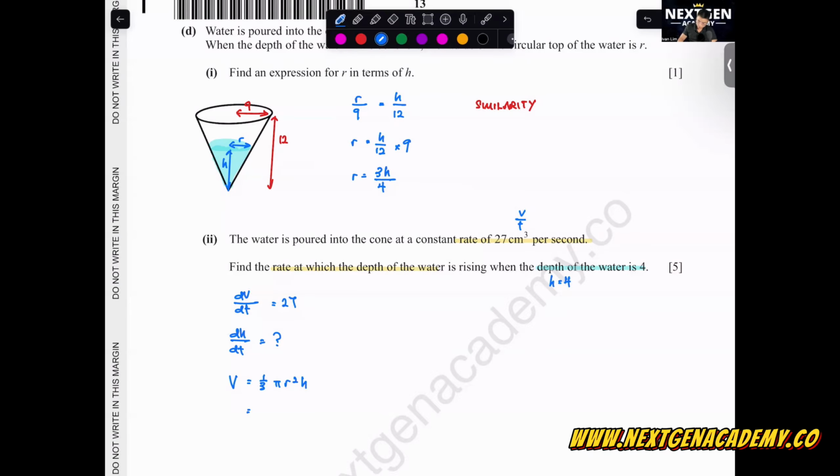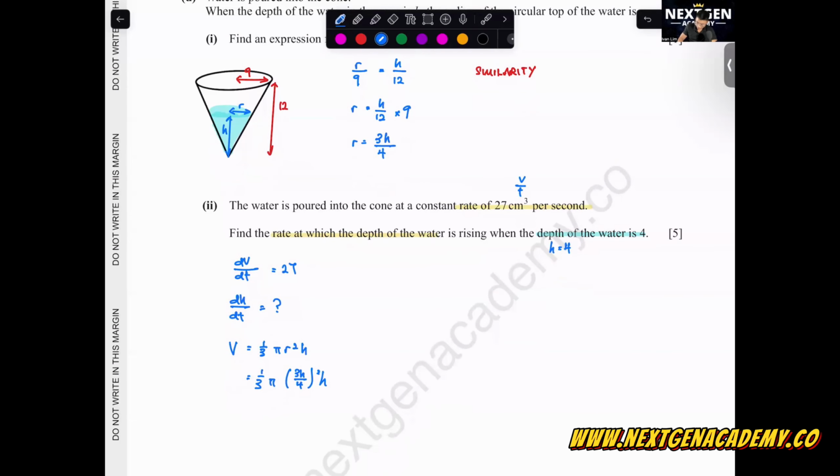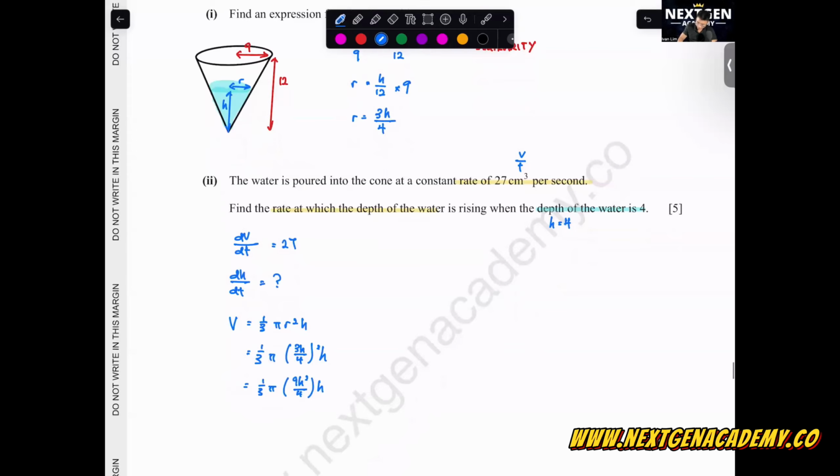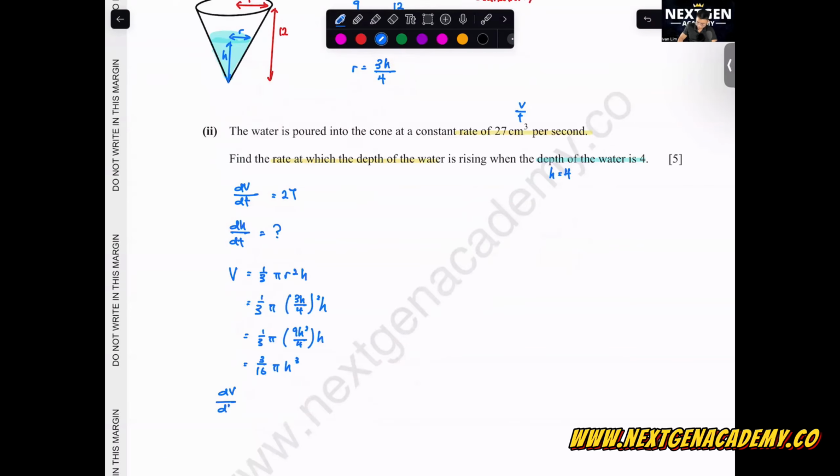So we're going to substitute r as 3h over 4, squared, times h. We simplify this one: 1 over 3 pi, 9h squared over 16, times h. Can we say it is 3 over 16 pi h cubed? This is the V. Then from here, we can find dV over dh. Differentiate this: 3 brought in front, so it will become 9 over 16 pi h squared.